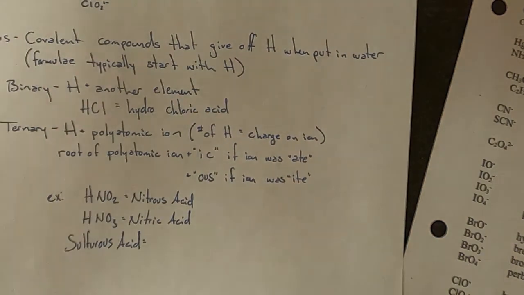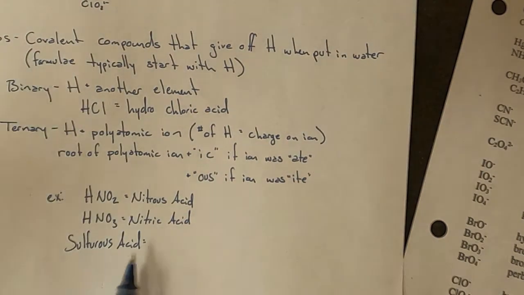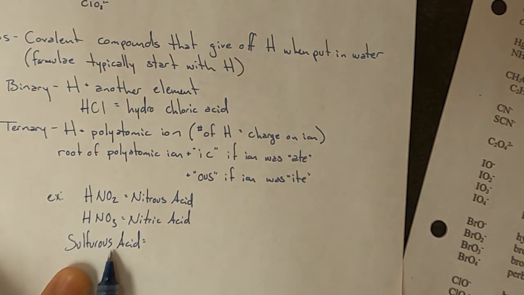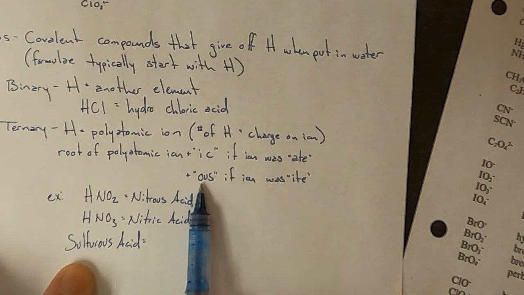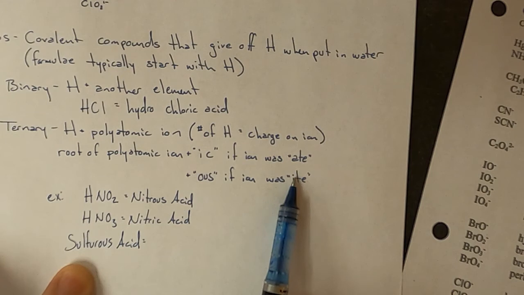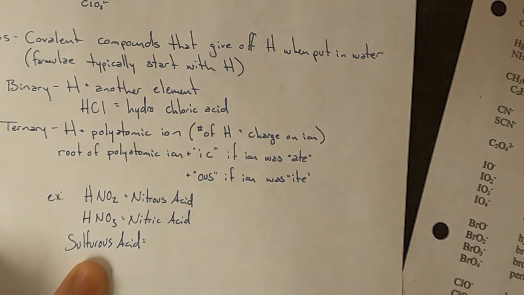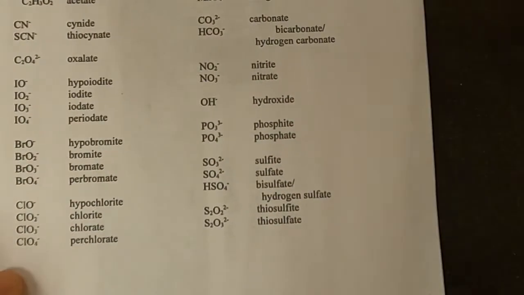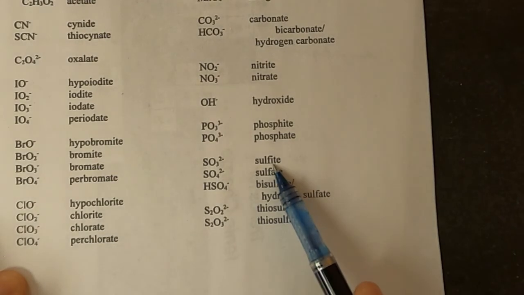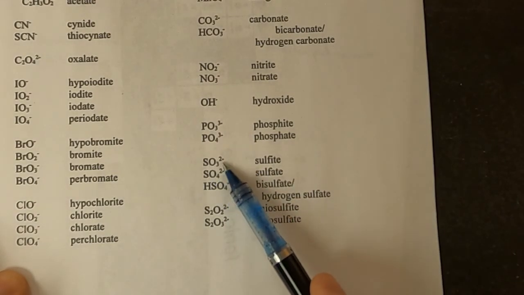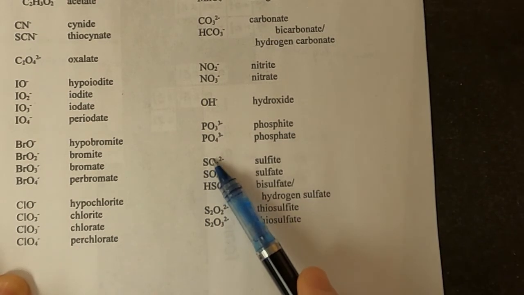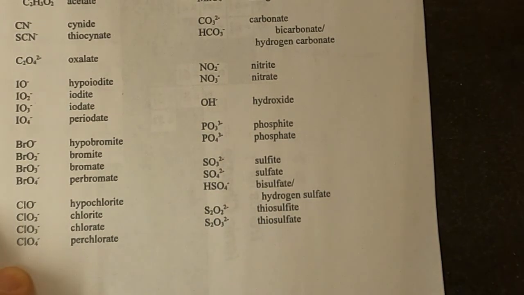We can do the opposite. We'll look at a name and write its formula. So the ous ending on this means that it had an ending of ite, so we're looking for sulfite. Sulfite, we can see, is SO3 with a 2- charge. That 2- charge means that there would be 2 hydrogens paired with this ion in its acid formula.